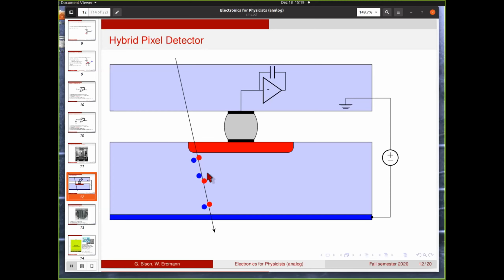So when a particle flies through these detectors, it usually deposits charge in not one, but two or more pixels. And then if you measure how much charge it deposited in each one of them, one can interpolate and increase the position resolution of the detector.